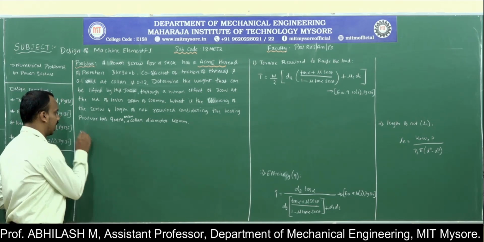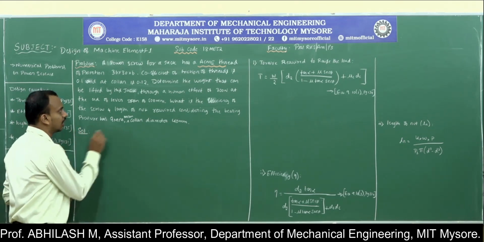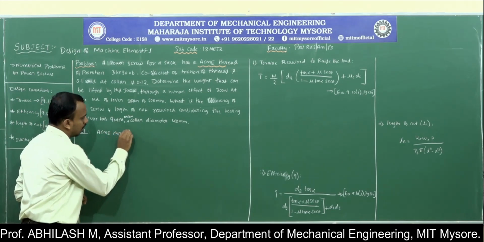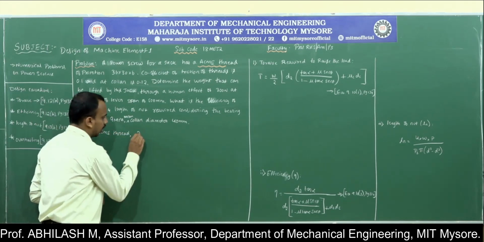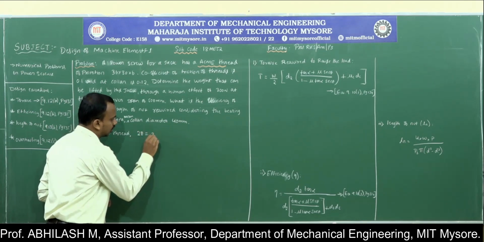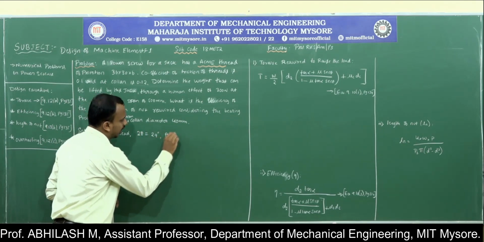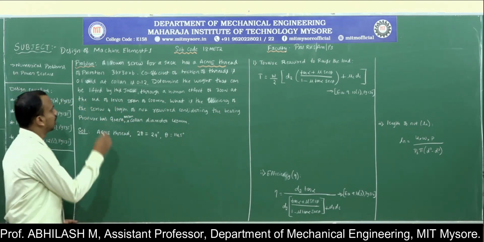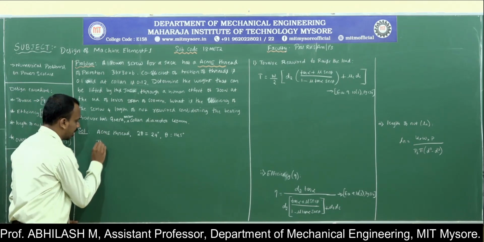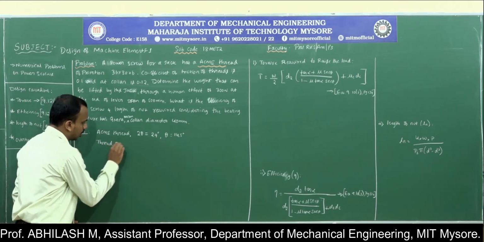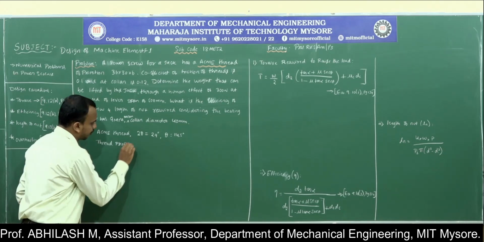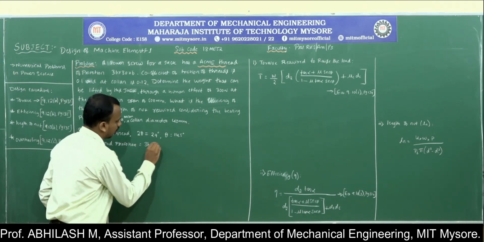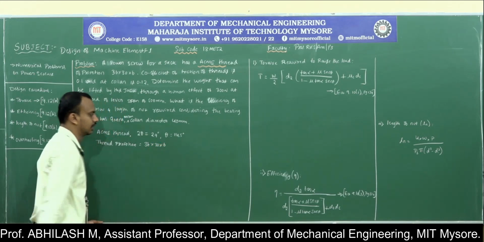Let us try to list down the data now. The solution: the type of thread they have given is Acme thread. So the thread angle 2 theta is equal to 29 degrees. So theta will be equal to 14.5 degrees. They have given the thread proportion. The thread proportion is of the order 36 cross 30 cross 6.